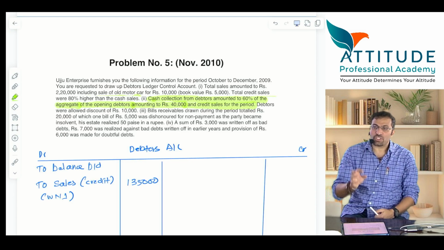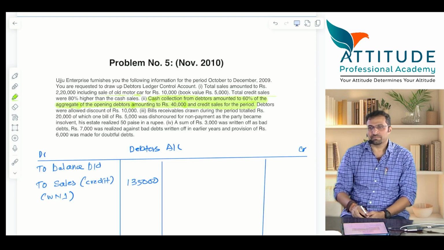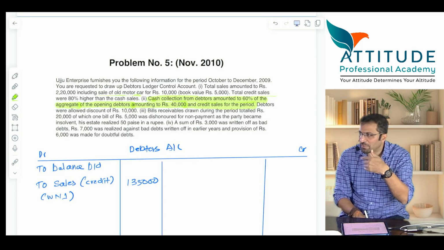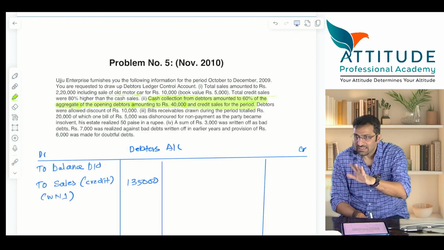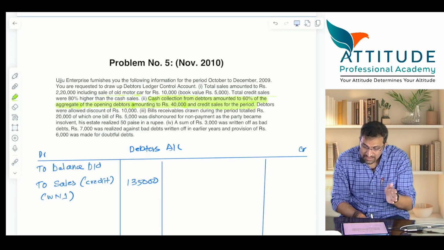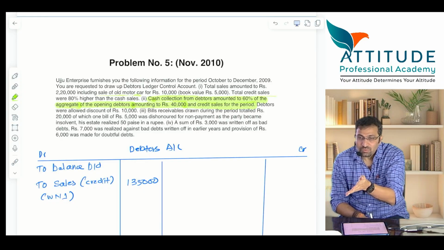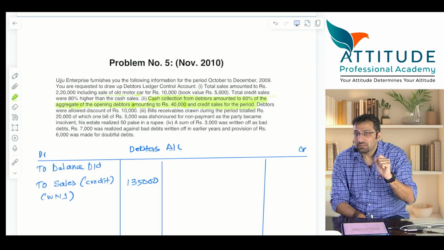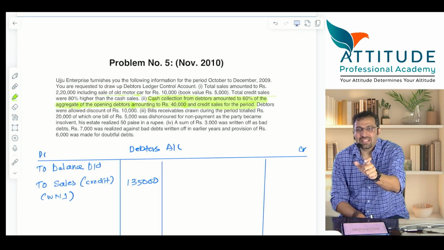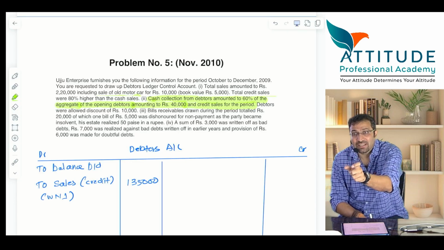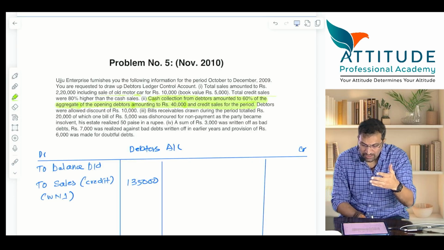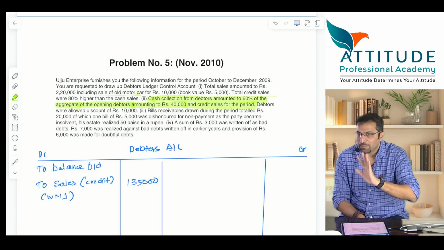Okay, the highlighted portion you have to put in an equation. What are they trying to say? Cash collection from debtors means cash received from debtors. Amounts to means equal to 60% of what? Aggregate means sum. Sum means addition. Aggregate of what? Opening debtors amounting to 40,000 and credit sales for the period.